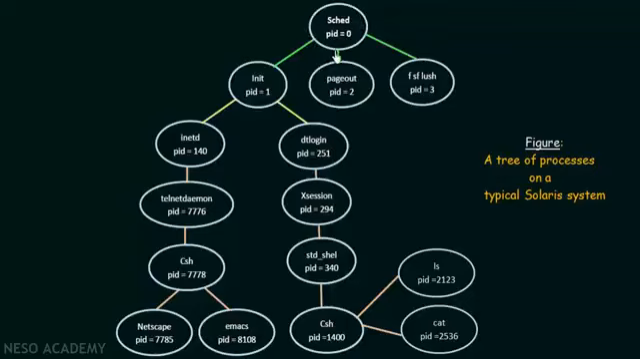In the beginning we have a process called SCHED, and its process ID is 0, PID 0. This is the parent process, the first process that we have, and it creates three children. They are init with PID 1, pageout with PID 2, and fsflush with PID 3. So these are the three children created by the parent SCHED with PID 0.